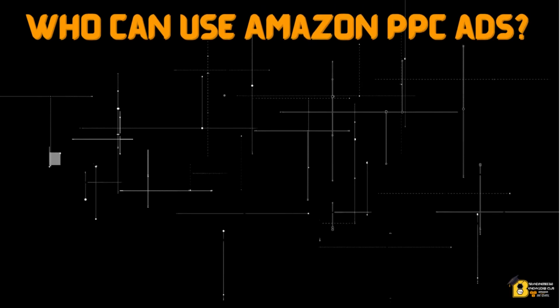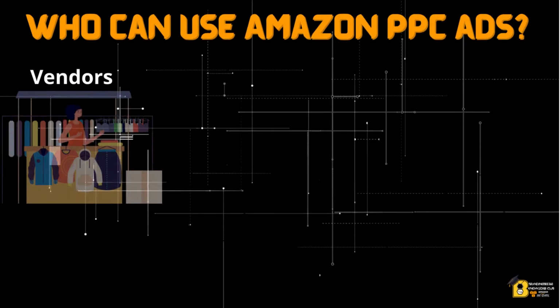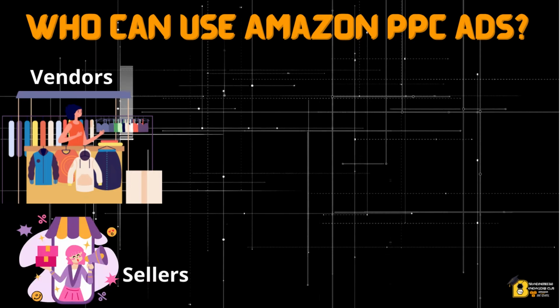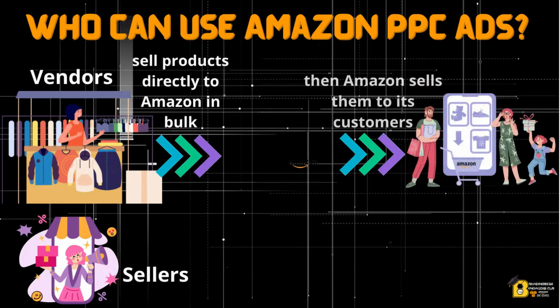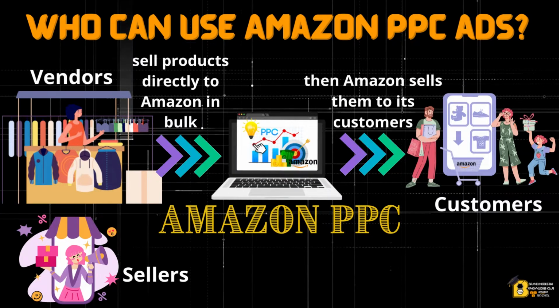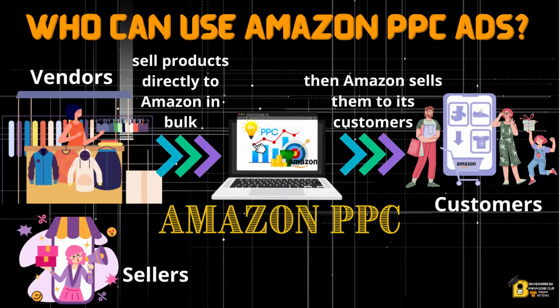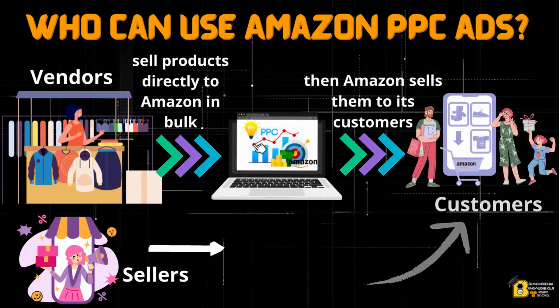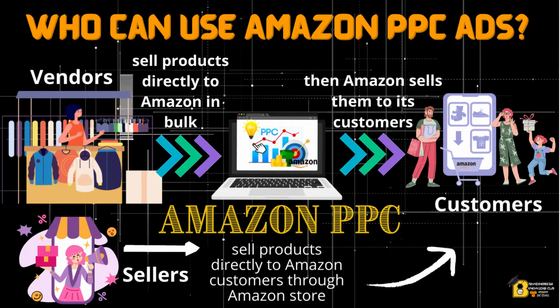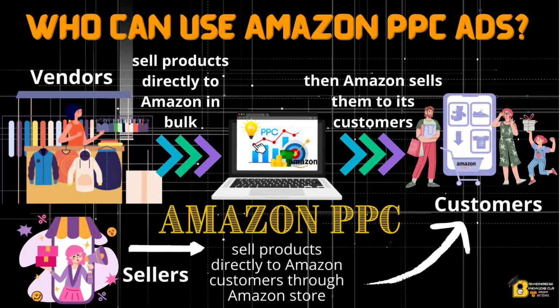Who can use Amazon PPC ads? Amazon PPC ads can be used by vendors and sellers. Vendors sell product directly to Amazon in bulk. Then, Amazon sells them to its customers. Sellers sell products directly to Amazon customers through the Amazon Store.